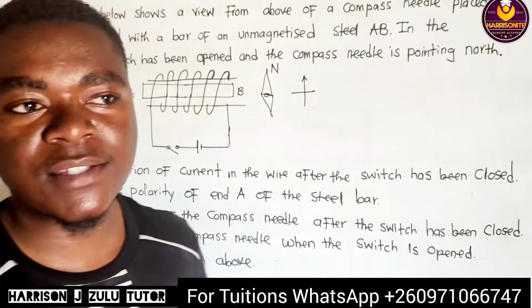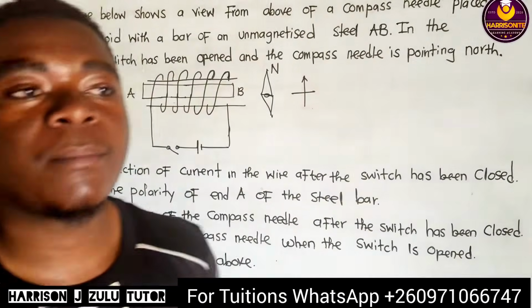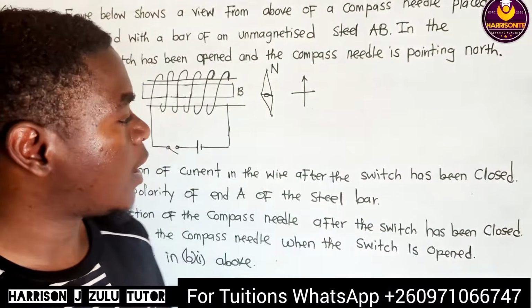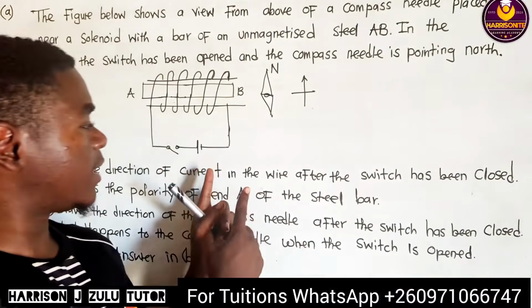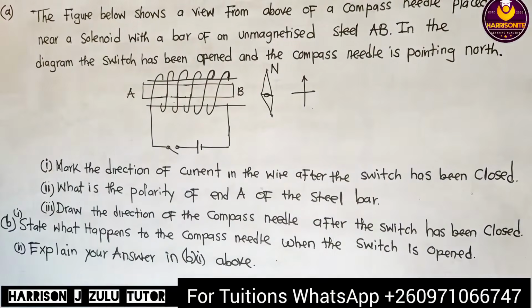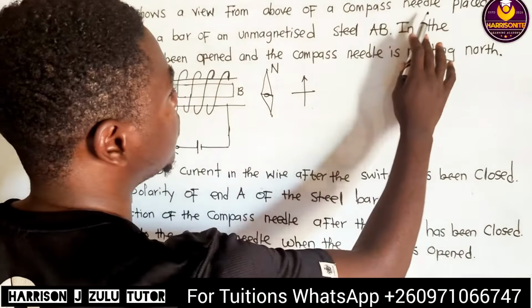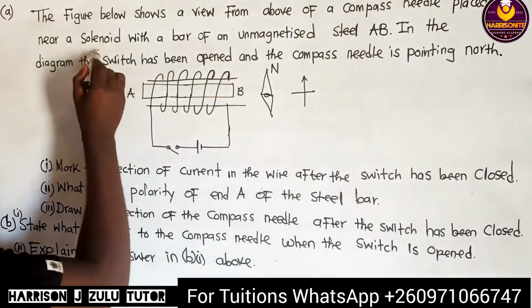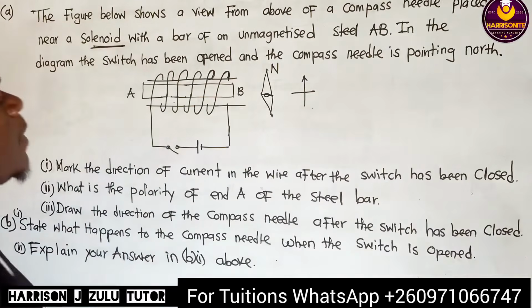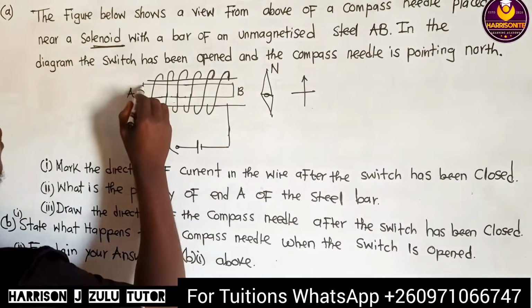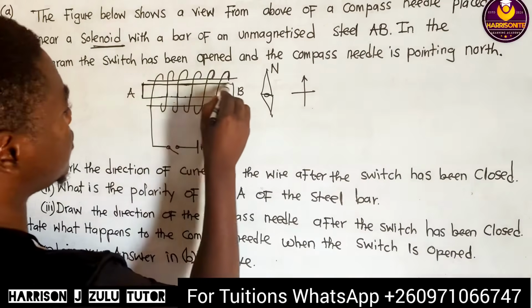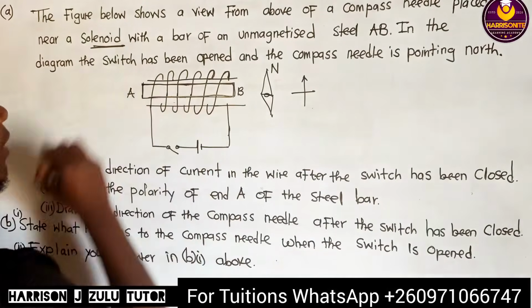How can we answer this question in physics under magnetism? I want to teach you how you can answer this wonderful question in magnetism. The question says: the figure below shows a view from above of a compass needle placed near a solenoid with a bar of unmagnetized steel AB. So this is the unmagnetized steel AB.